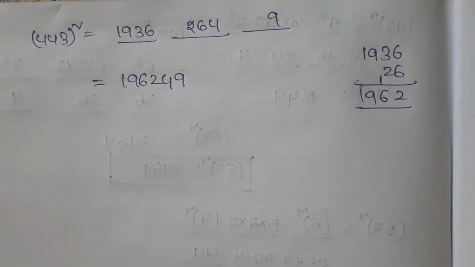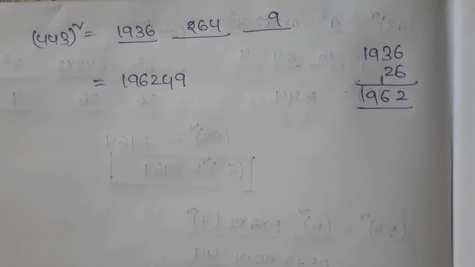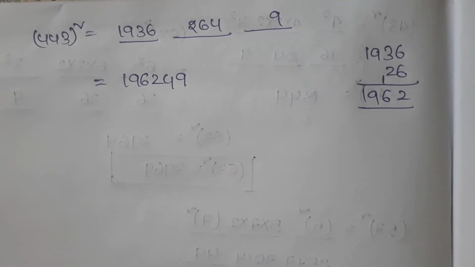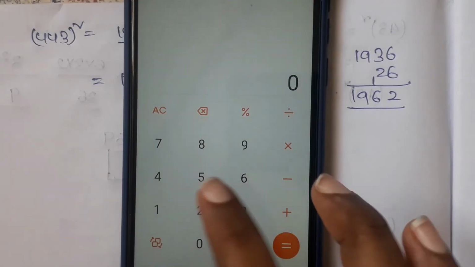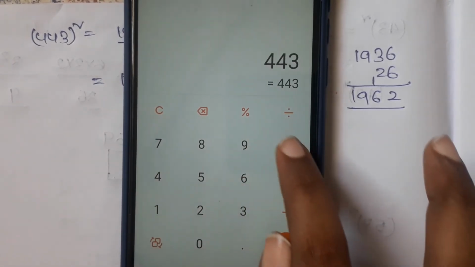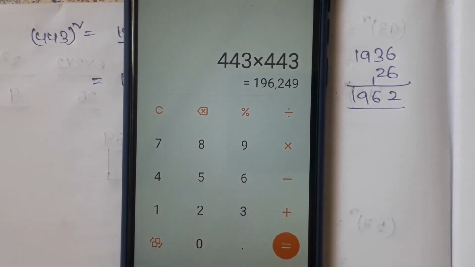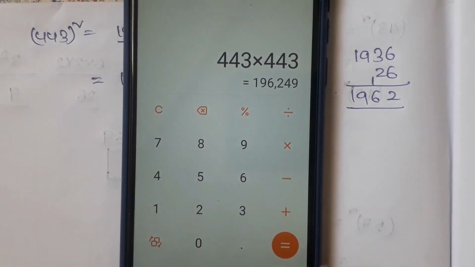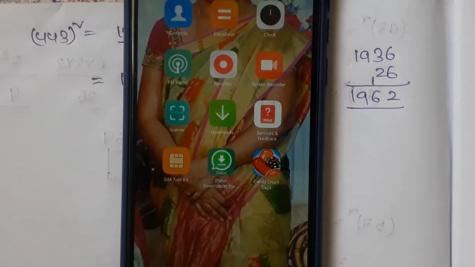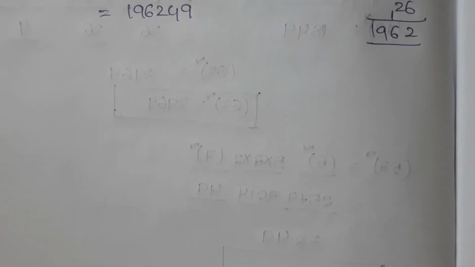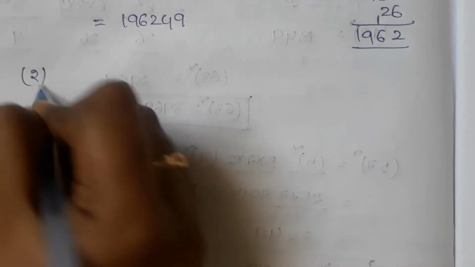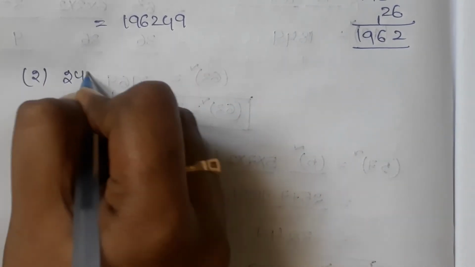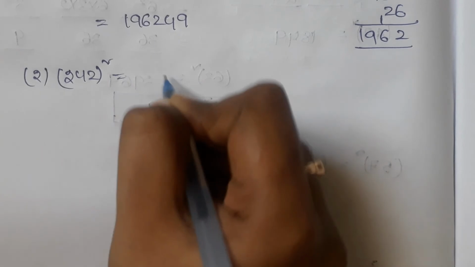Once let us check it in the calculator. That is 443 into 443, that is 196249, and it is correct. See another 3-digit multiplication, that is the second one, 242 whole square.